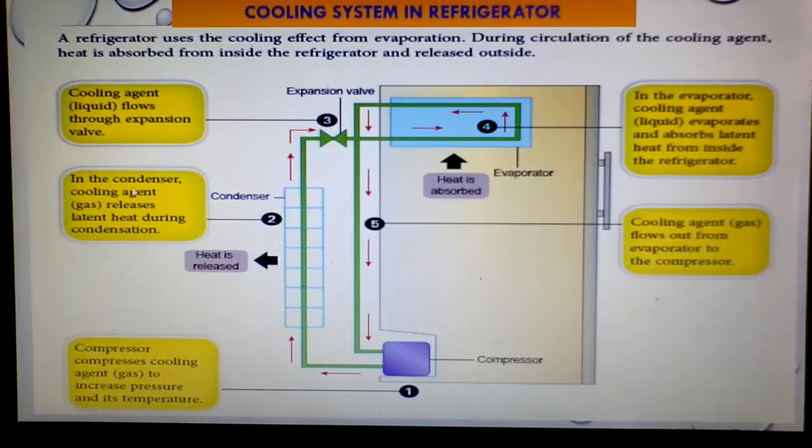So next, what happened? In the condenser, the cooling agent releases latent heat during condensation. The cooling agent flows through the expansion valve. And here, in the evaporator, the cooling agent evaporates and absorbs latent heat from inside the refrigerator. So heat is absorbed. The cooling agent flows out from the evaporator to the compressor, and the process is repeated. So you can see the evaporation in the freezer will produce a cooling effect in the freezer.